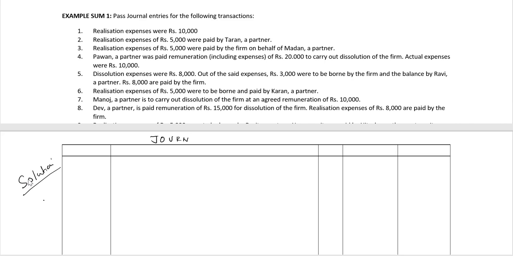Journal: date / serial number, particulars, LF number, debit rupees and credit rupees.